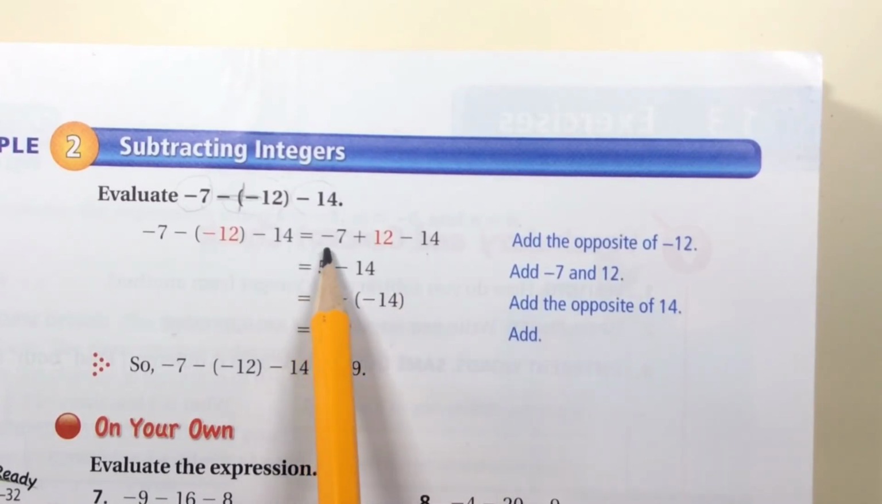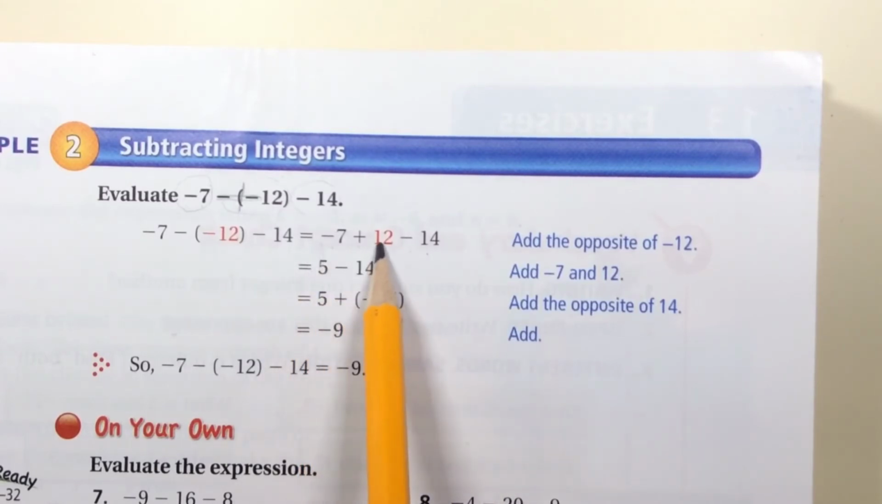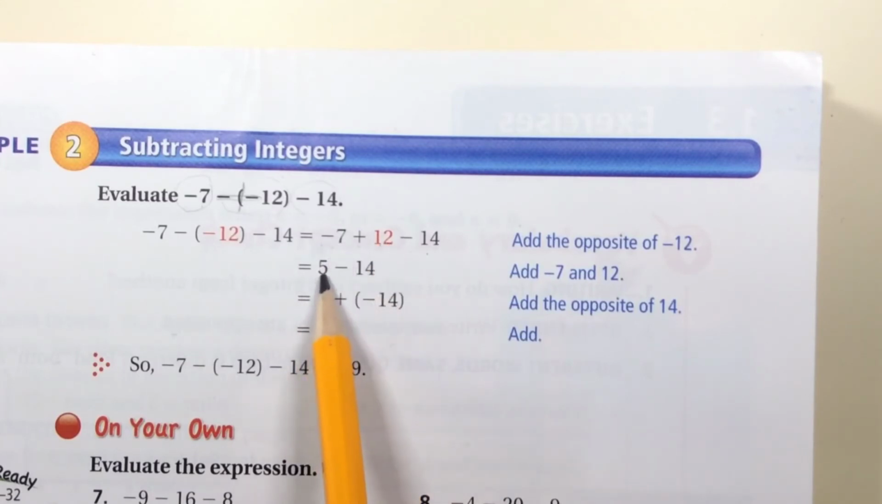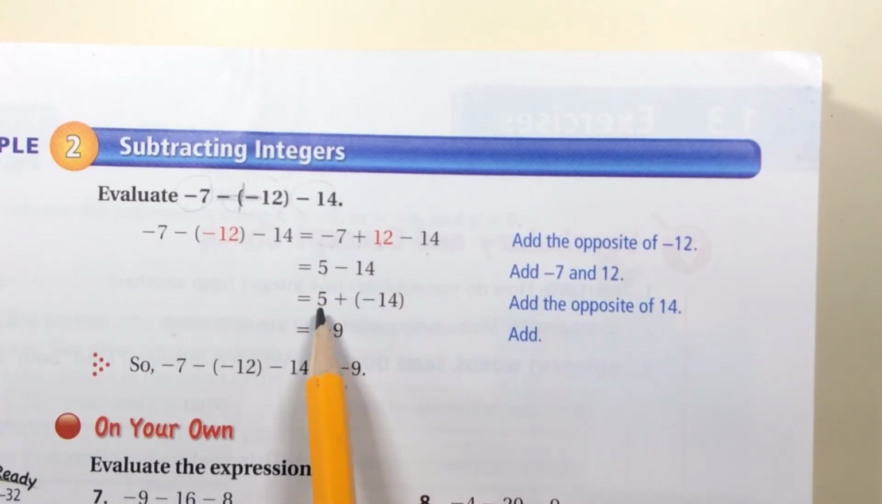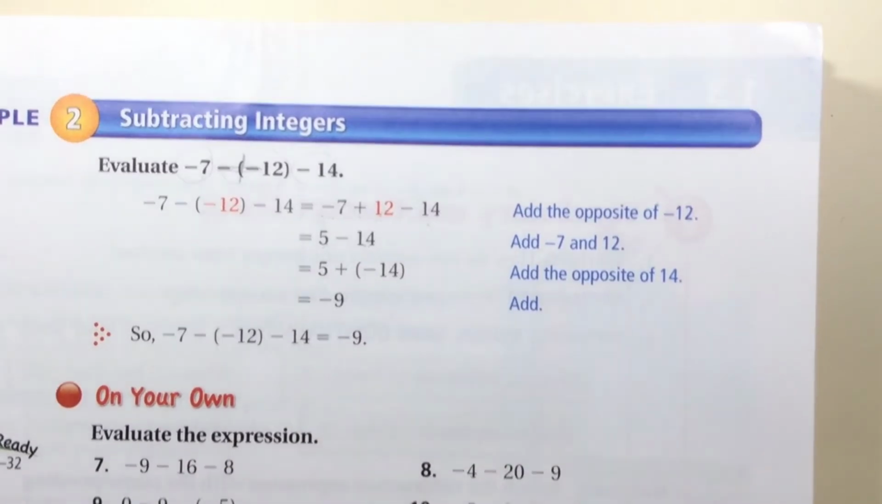So we can go from left to right. Negative 7 plus 12 will give us a positive 5. Different sign, subtract. Keep the sign of the larger, so positive 5. Minus 14. And now I have different signs, so I subtract to get 9, and I keep it negative for the 14. So we have negative 9 for our final answer.